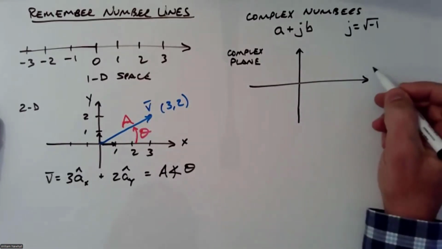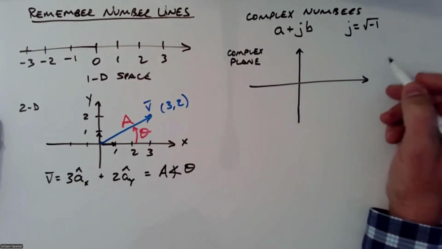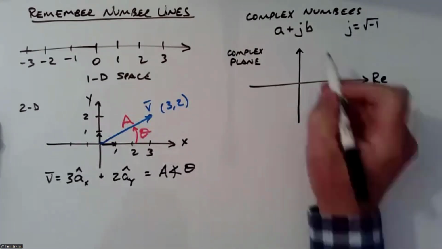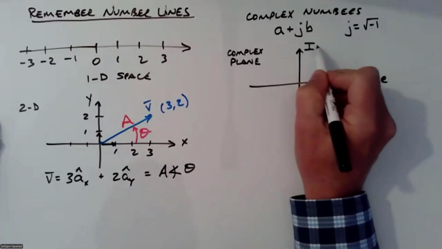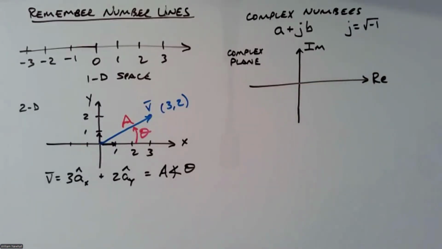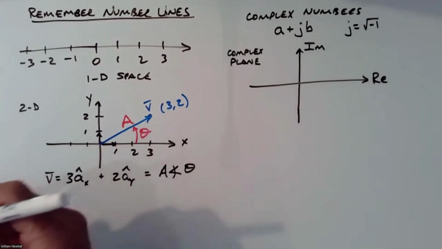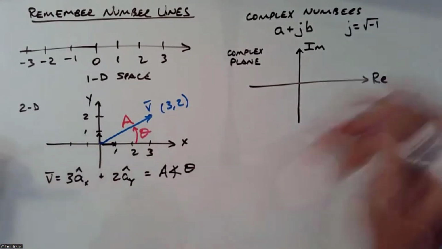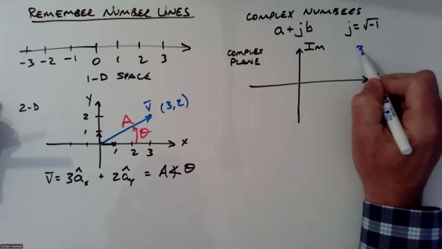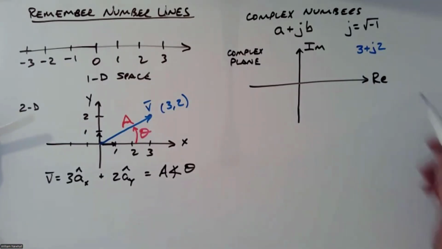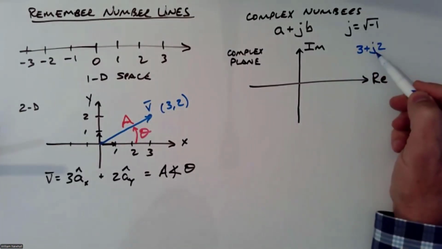On the complex plane, we have two axes. We have a real axis, and we have an imaginary axis. And so let's suppose I have some complex number, A plus JB. And let's make that number 3 plus J2. Remember, J is the square root of -1.